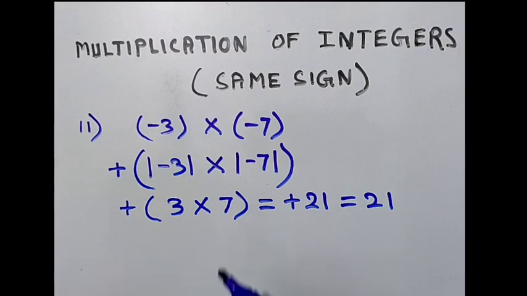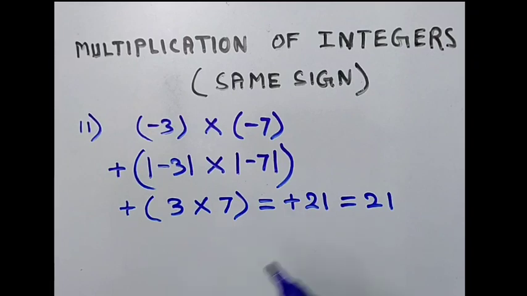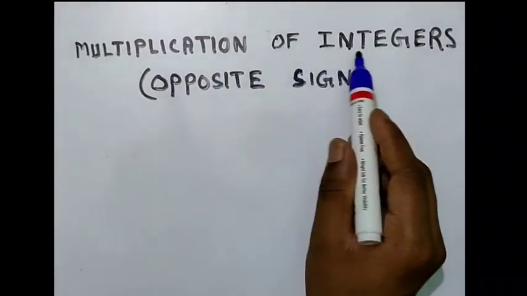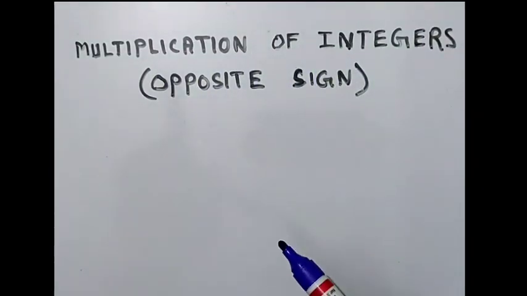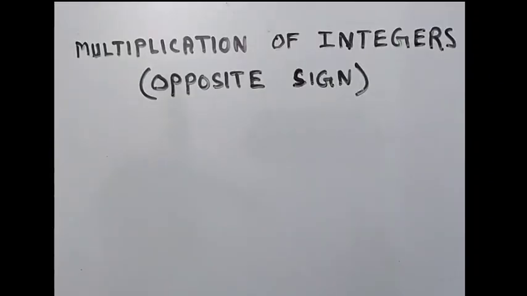So this was the case when we multiply two integers having the same sign, and the result will be a positive integer. Now we'll look at a case where we'll multiply integers of opposite sign. So multiplication of integers having opposite signs. So what happens when we multiply two integers of opposite sign?